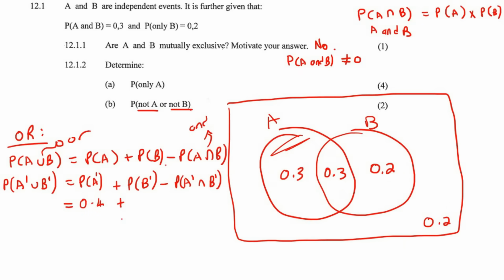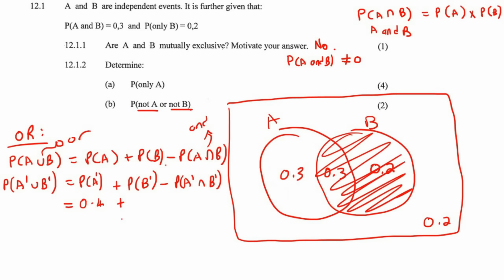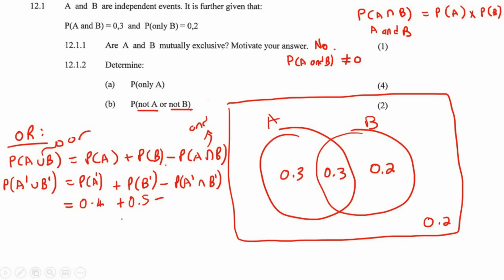Then it says not B. Okay, so not B is everything besides B, so that's 0.5, because there's this and this. And then it says not A and not B. So think about that. Where are the places on this diagram that are not in A and they also not in B? So that would only be this part.